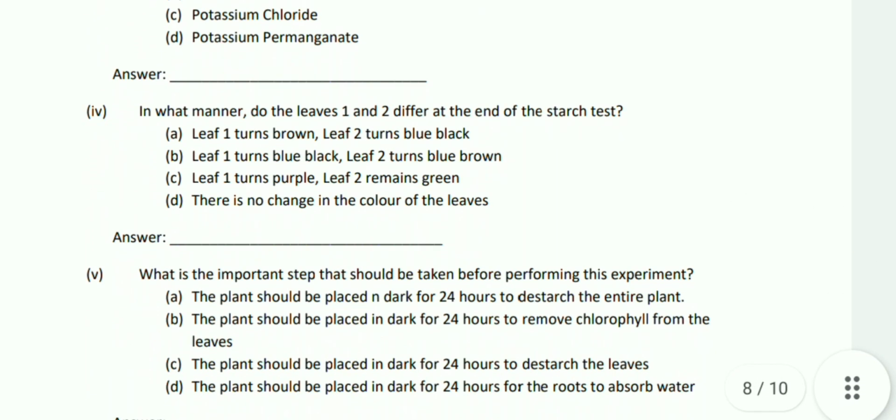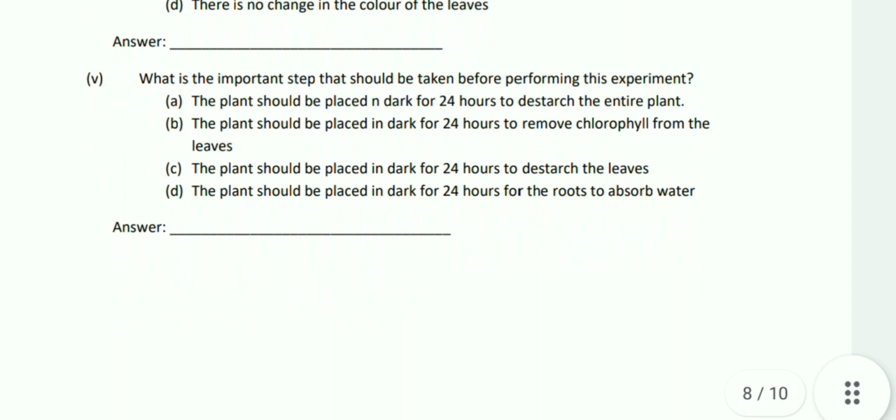Okay, number 4. In what manner do leaves 1 and 2 differ at the end of the starch test? At the end of the starch test, leaf 1 turns brown and leaf 2 turns blue-black because of the presence of starch in the second one. So option A. Next, what is the important step that should be taken before performing this experiment? That's option C. The plant should be placed in dark for 24 hours to de-starch the leaves. This is important.